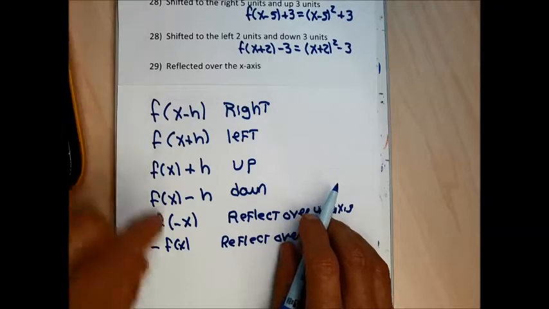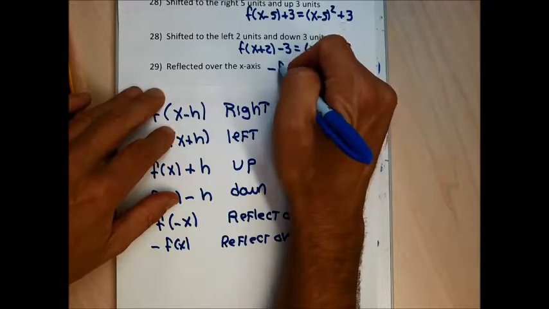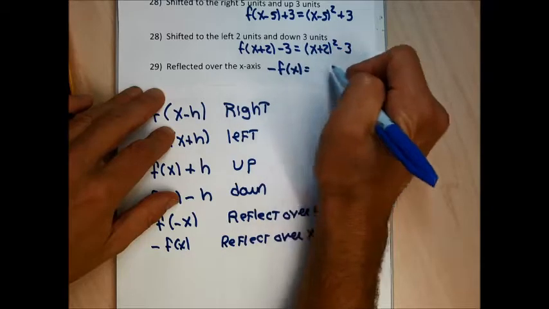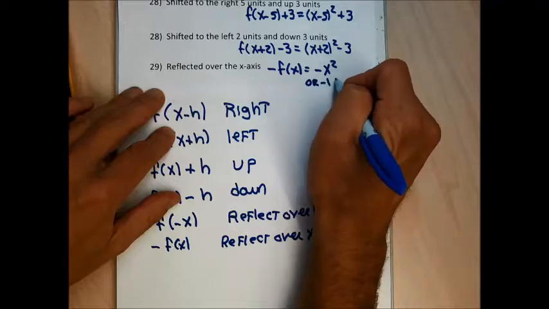For reflected over the x-axis, that's just negative f of x. So reflecting over the x-axis is negative f of x. And that's just going to be negative x squared, or if you want, you can write negative 1x squared.